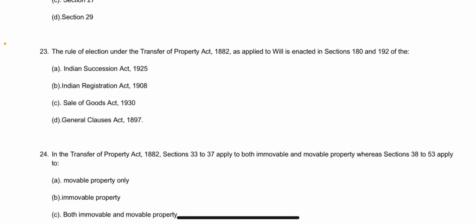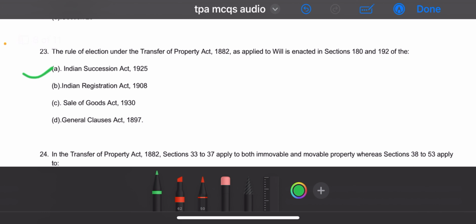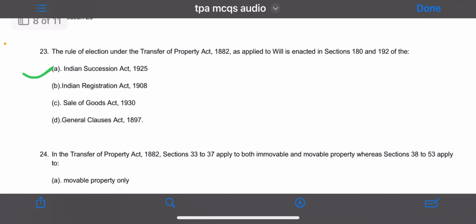Question 23 is the rule of election under the Transfer of Property Act 1882 as applied to will is enacted in sections 180 and 192 of the options are A, Indian Succession Act 1925, B, Indian Registration Act 1908, C, Sale of Goods Act 1930, D, General Clauses Act 1897. So the correct answer is A, Indian Succession Act 1925.